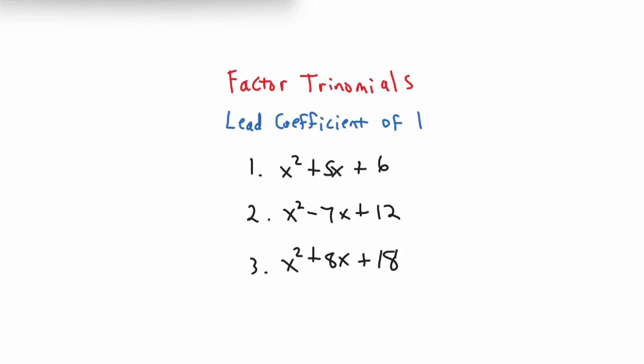In this video, I'm going to show how to factor trinomials with a leading coefficient of 1. For each of these, the leading coefficient is the x squared term. Now there's not a number in front of each of those, but it's assumed to be a 1. So the leading coefficient is actually 1.